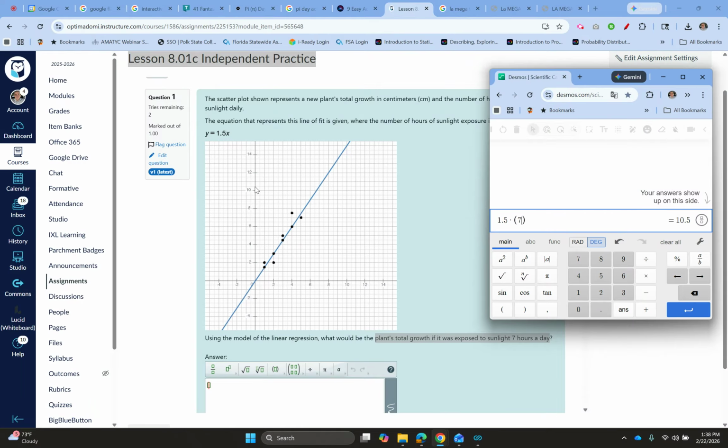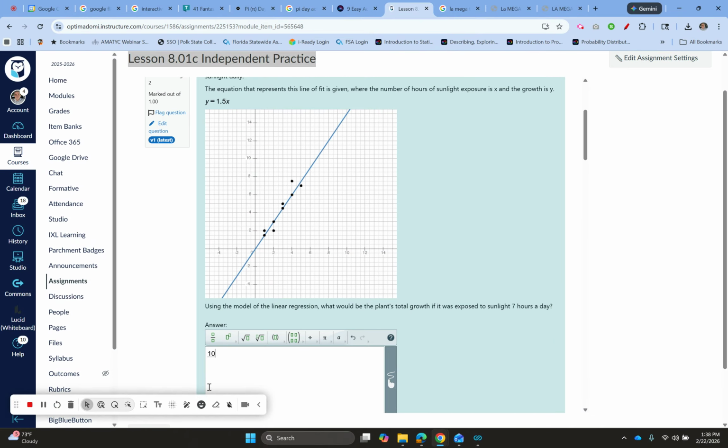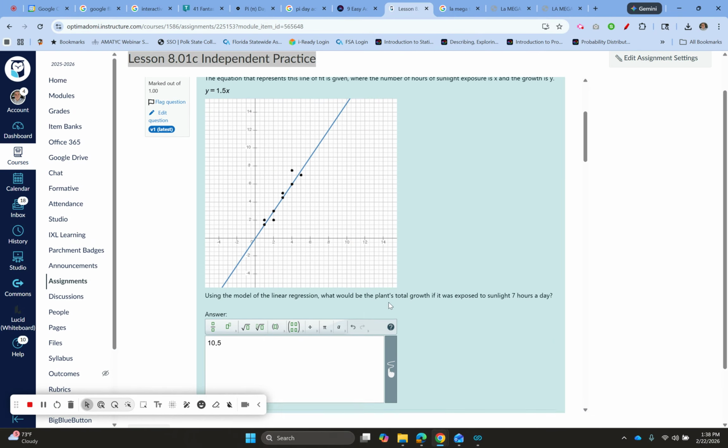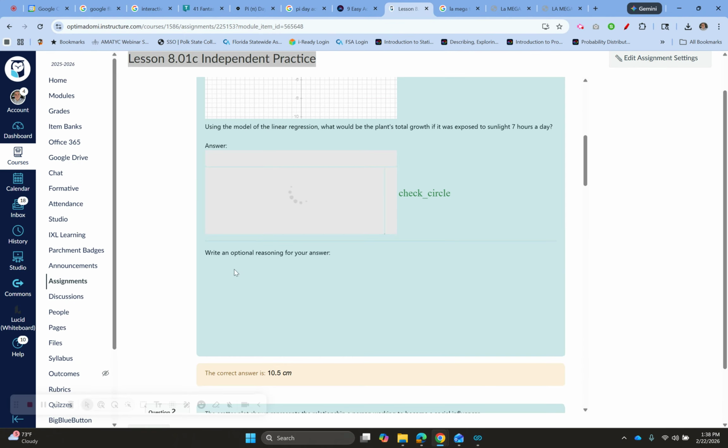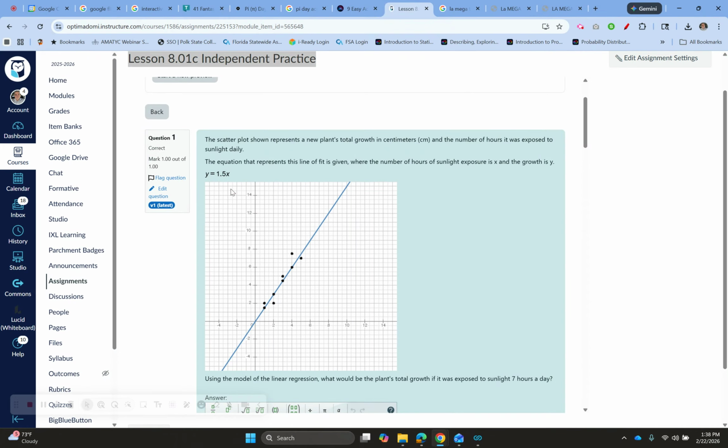See right there, that's 10.5, and that's where it will meet the blue line when the x is 7. So this here will be 10.5. So I suggest you better use the scientific calculator and you use the equation that was given to you, that is of the blue line.